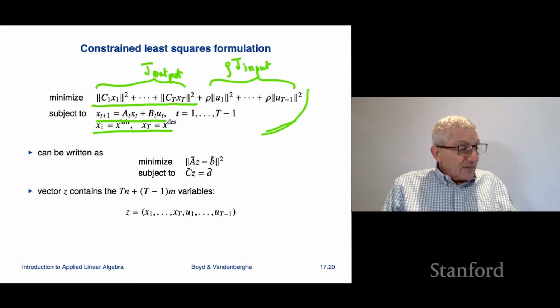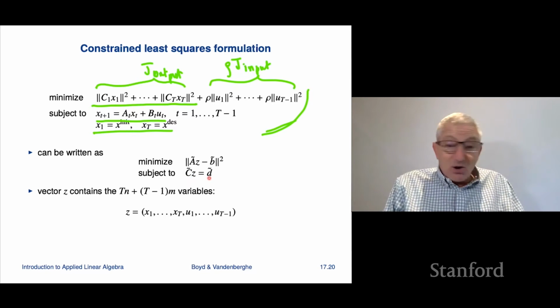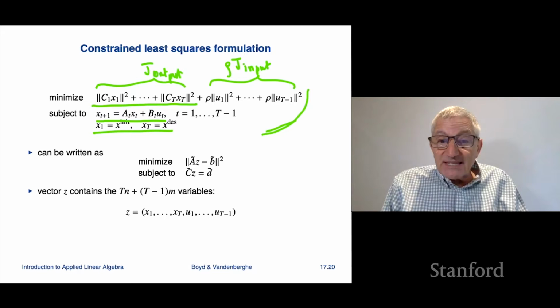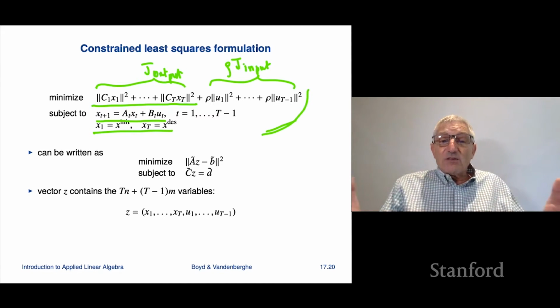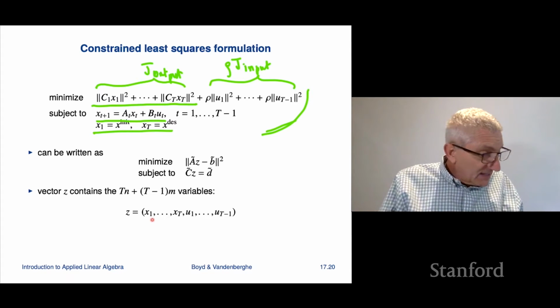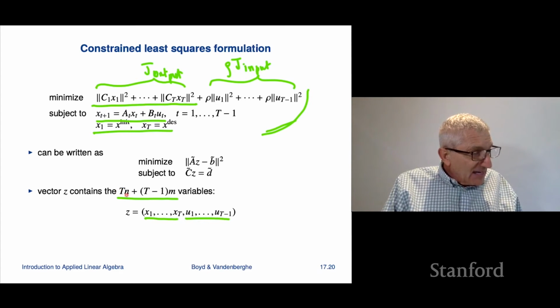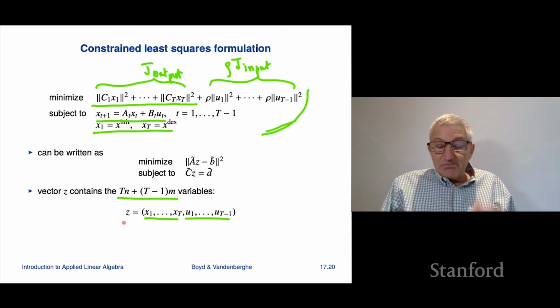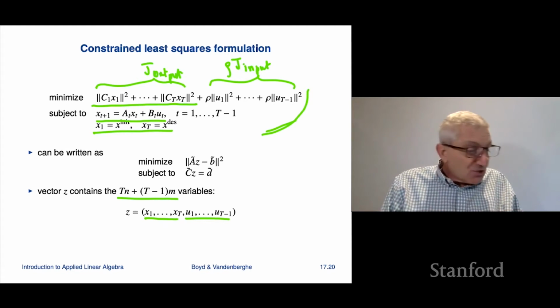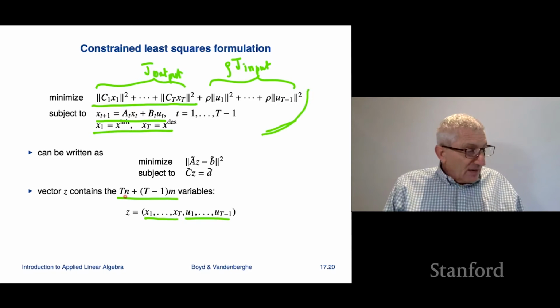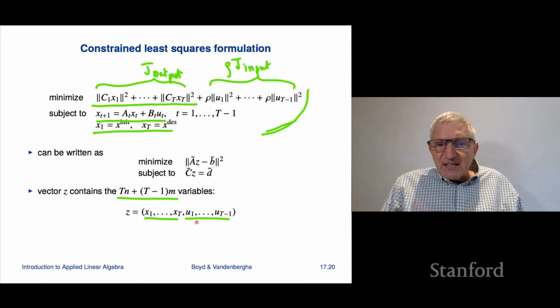Just that. So we're going to write this big thing up here as minimize the norm of A tilde z minus b tilde, subject to C tilde z equals d tilde. And I have to tell you what all those things are. So I'll start by telling you what z is. Z is all of our variables all stacked together. So it's the entire state sequence, and it's the entire control or input sequence. And so it's got capital T n plus T minus 1 times m variables. So it's a big thing. And if we wanted to extract, for example, the inputs from z, we would just slice into z and take the appropriate parts, and that would give us our sequence of inputs.